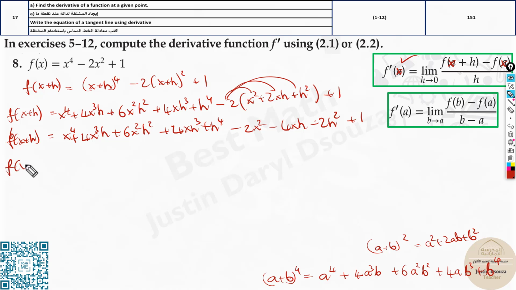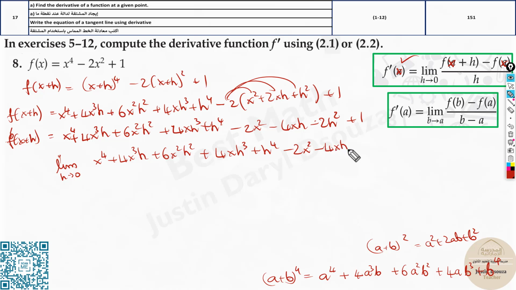What about f of x? Okay, I'm not going to write it. It's already there. So now I'll directly substitute in the formula, the first formula. We'll get limit as h tends to 0 of this term, x power 4 plus 4x cubed h plus 6x squared h squared plus 4x h cubed plus h power 4 minus 2x squared minus 4xh minus 2h squared plus 1, subtract it with these terms.